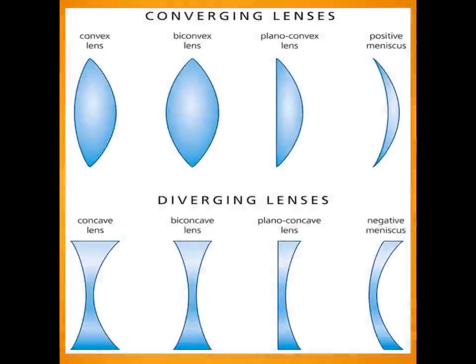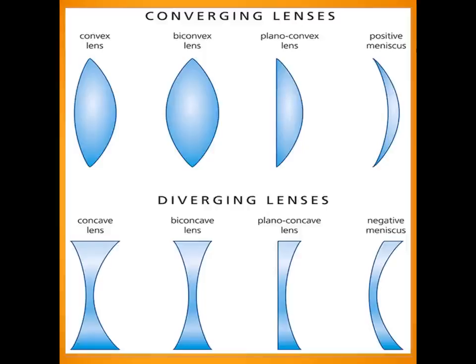Now, types of lenses. Converging lens and diverging lens. In converging lens there are 4 types, and in diverging lens there are 4 types. Plano-convex lens, plano-concave lens. What is a plano-convex lens? It is one of the faces of a biconvex lens being plane. What is a plano-concave lens? If one of the faces of a biconcave lens is plane, it is known as a plano-concave lens. Have you understood?